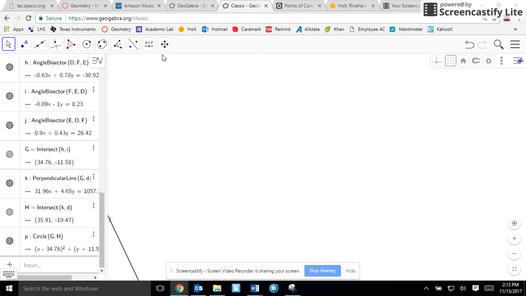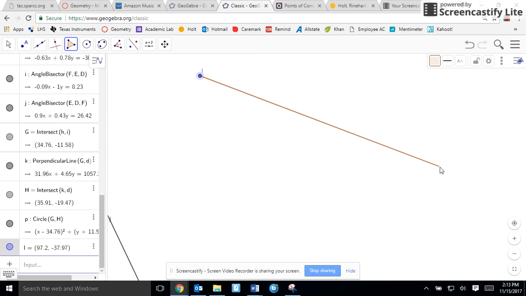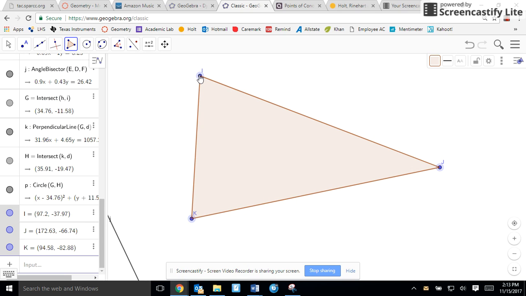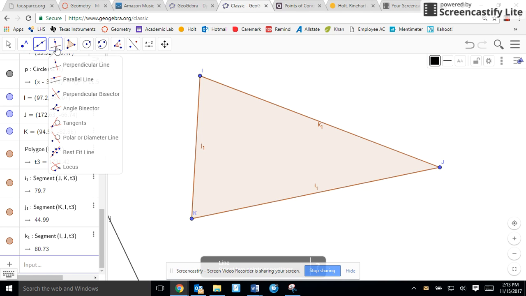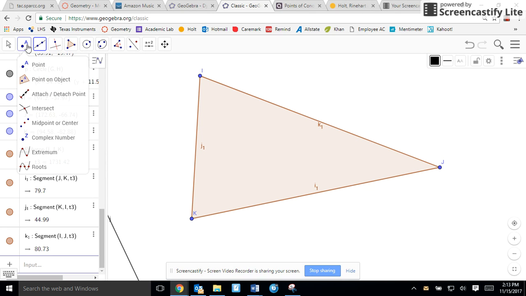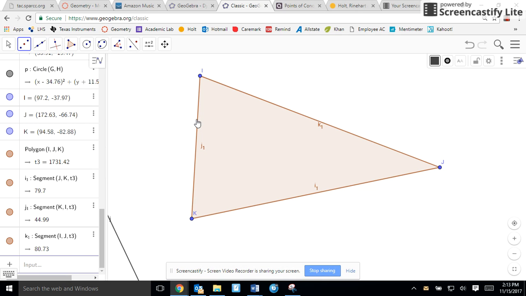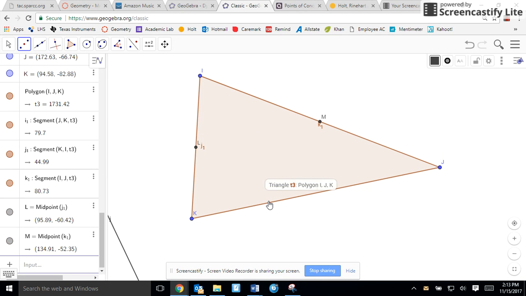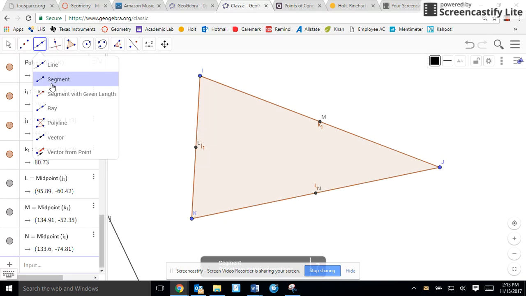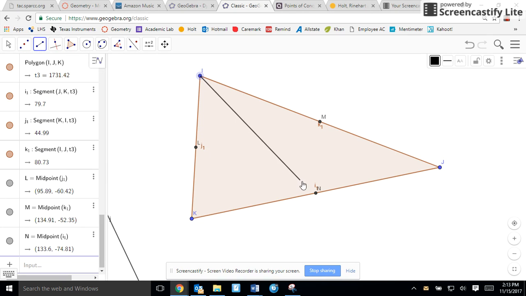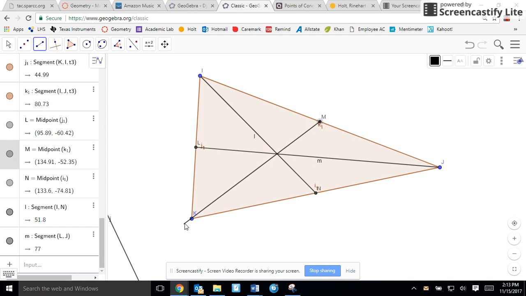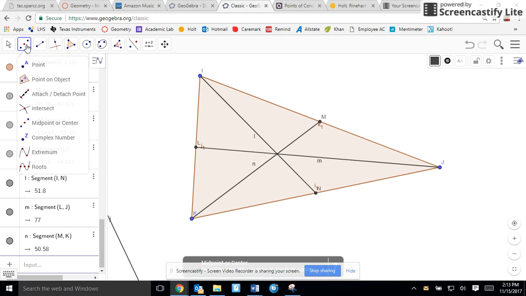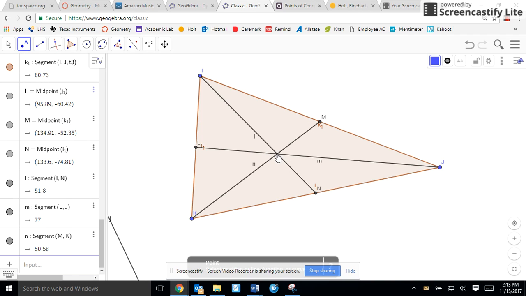And the last one is the centroid. We'll make our triangle. And remember, we want the midpoints. So we want the midpoint of each side. Use the midpoint tool. And we want the segment from the vertex to the midpoint of the opposite side. There's the centroid. We'll put a point there.